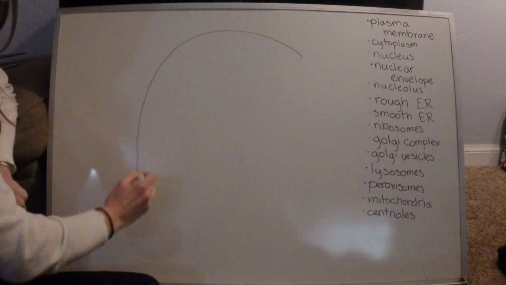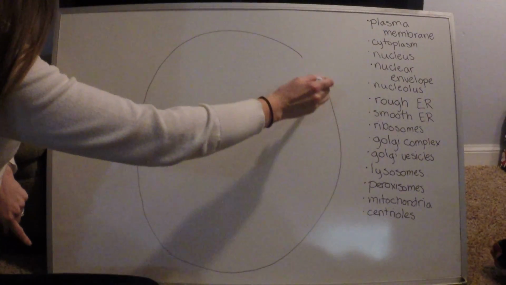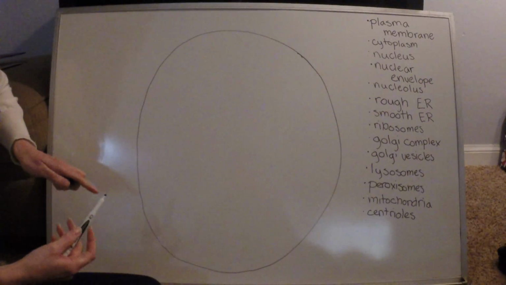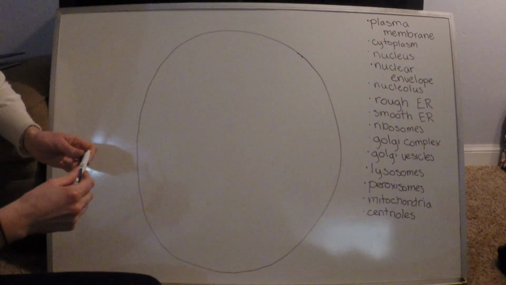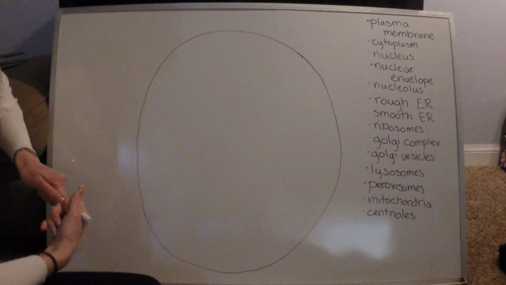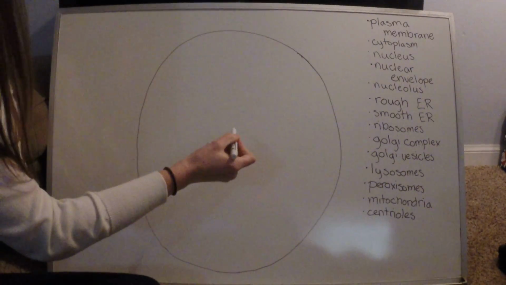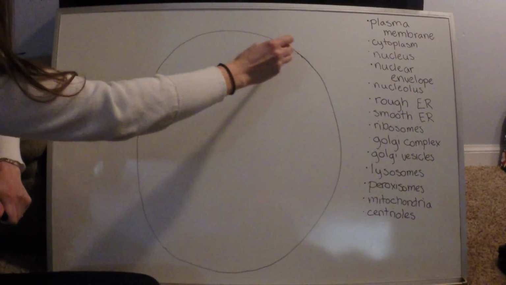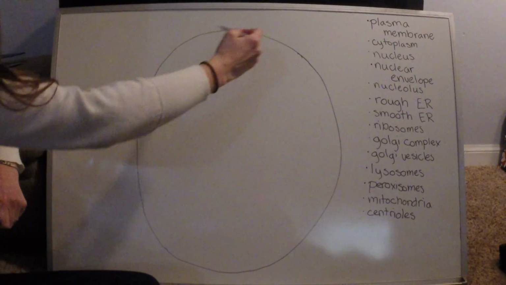So I'm going to draw it as a circular shape. It can be square, it can come in all sorts of different shapes and sizes. That's just an easy way to draw it. This outline is the plasma membrane.